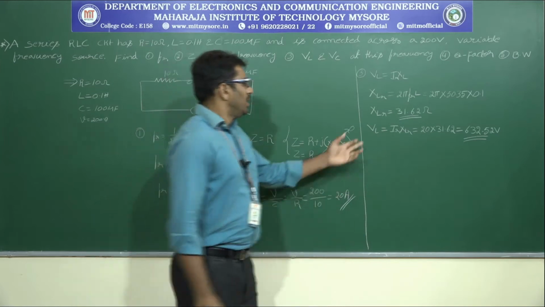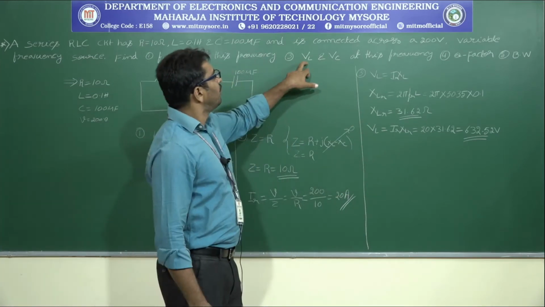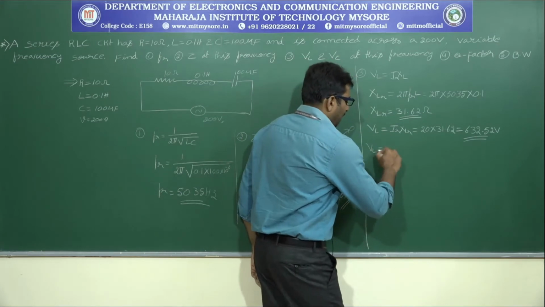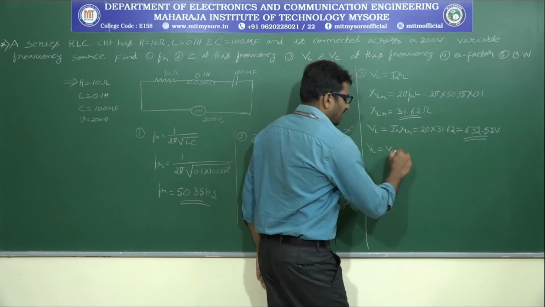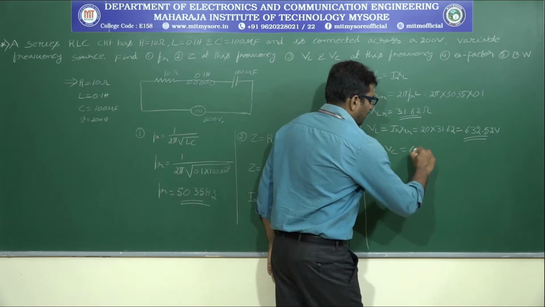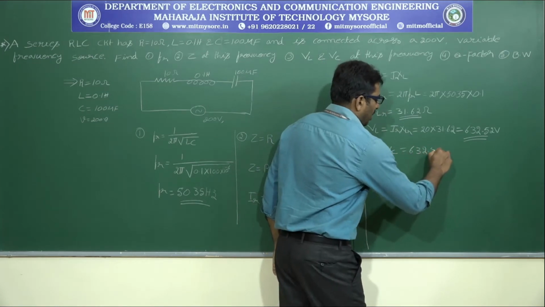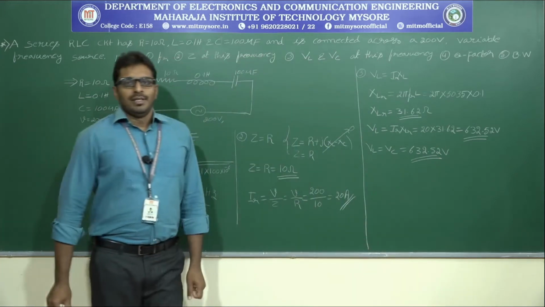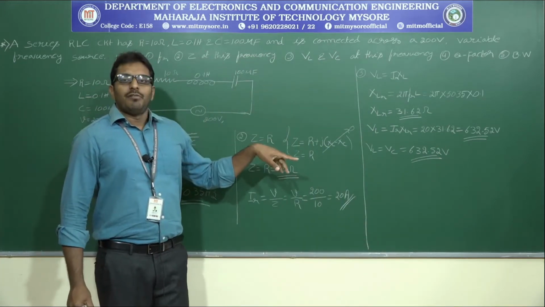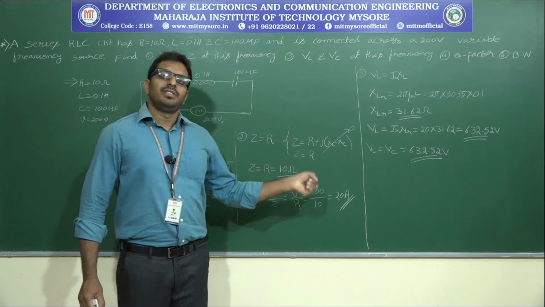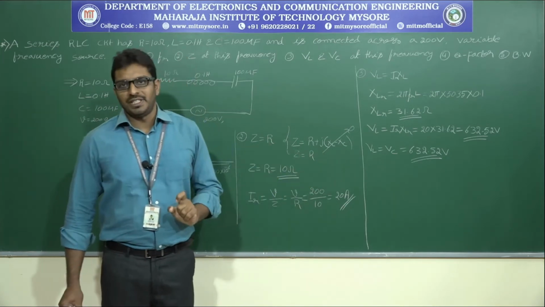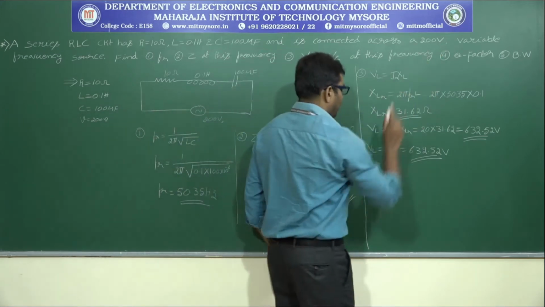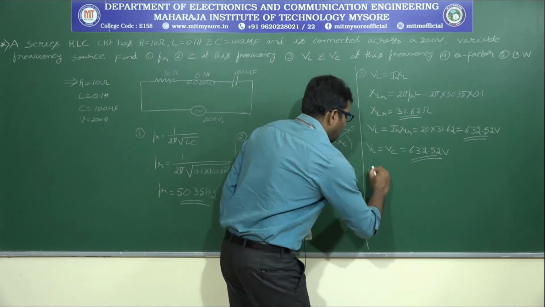Is that clear? Next step, the question asks for both VL and VC, right? So at resonant frequency, VL is equal to VC, that is equal to 632.52 volts. Is it clear? Because at resonant frequency, VL value is exactly equal to VC. Is it clear? So next, the fourth sub question is quality factor.